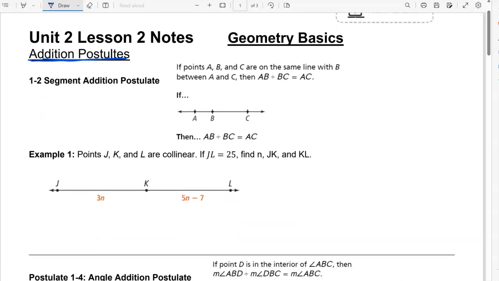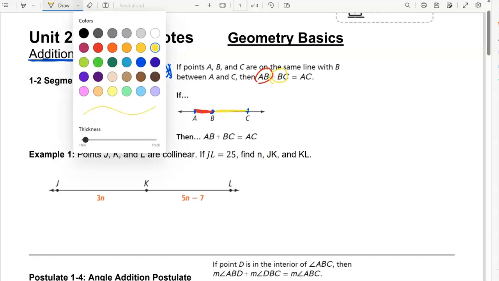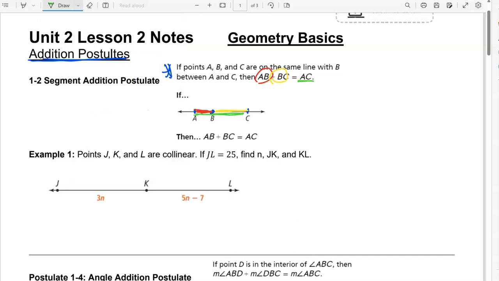So to begin, the segment addition postulate. You can see the definition off to the side right here. It says if A, B, and C are on the same line, or if they are collinear, with B in between A and C. So you can see we have point B. It is just in between A and C, not necessarily in the middle. Then AB plus BC gives us AC, the entire distance. So basically the two pieces added together give us the whole segment.